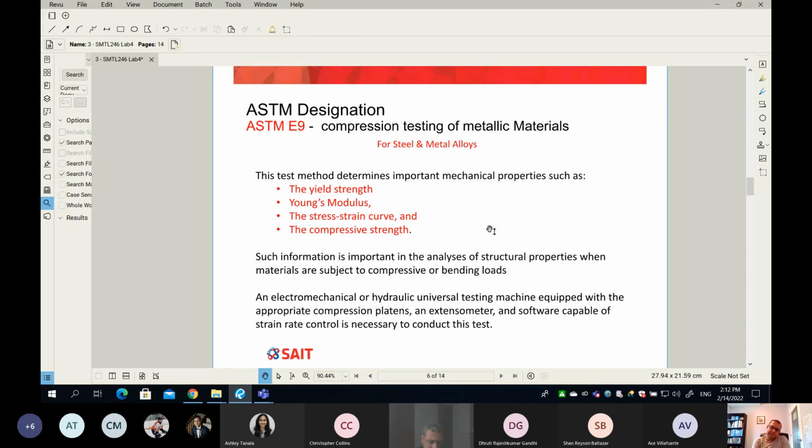Now, here we go. This is our test for today. The first thing I want you to know is what is the test designation. You guys know that we're doing the test according to some standards. And so we follow the American standard for testing material, ASTM. For this test, the designation is called E9. If you remember, last test was tension, and it was E8. For this test, it's E9.